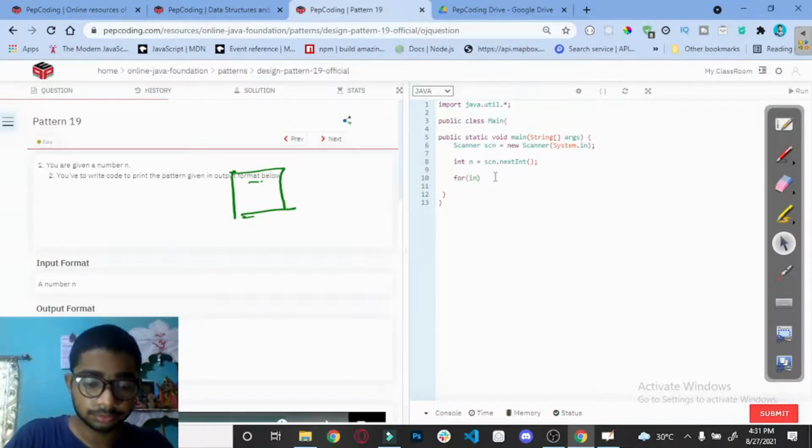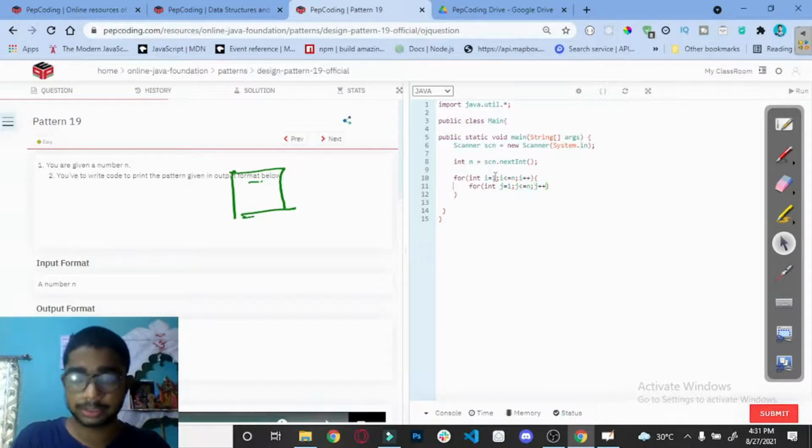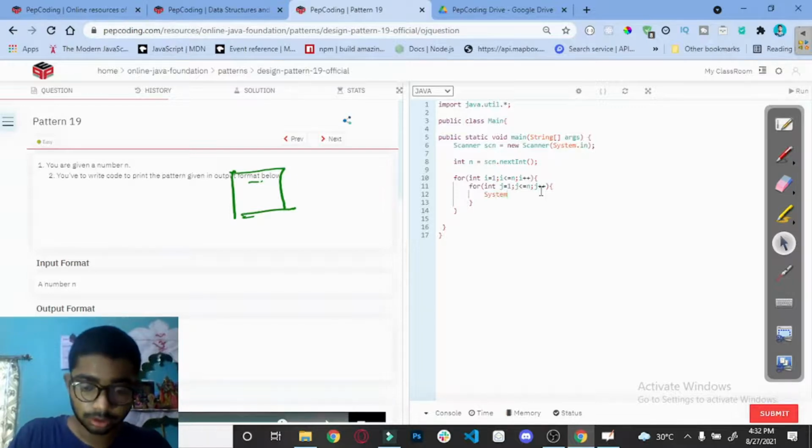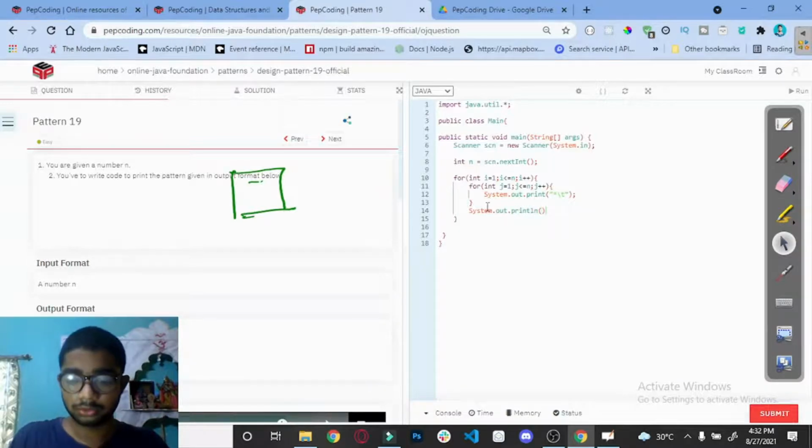So for int i is equal to 1, i less than or equal to n, i plus plus, then come here for int j is equal to 1, j less than or equal to n, j plus plus. Now come here and check how it is working. Now print the square pattern. System.out.print the square pattern. Now come to the next. System.out.println for the next line.